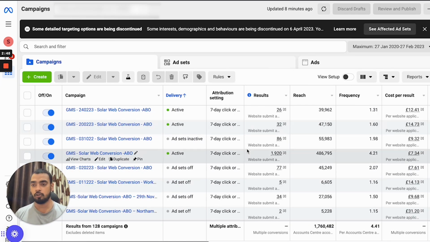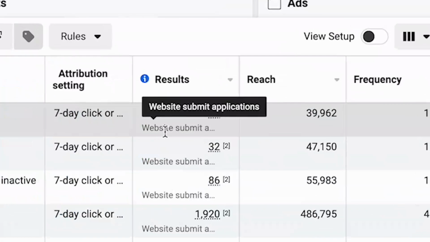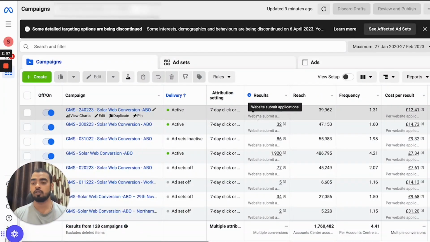We are only going to do a detailed analysis of our landing page leads. As you can see here, we have two different types of leads. The website submit application, which is through a landing page. So we take them through a landing page. Once the audience clicks on the ad link, they are sent to a landing page, where they have to fill out a form, a survey. Landing page leads are higher quality compared to your lead form leads.